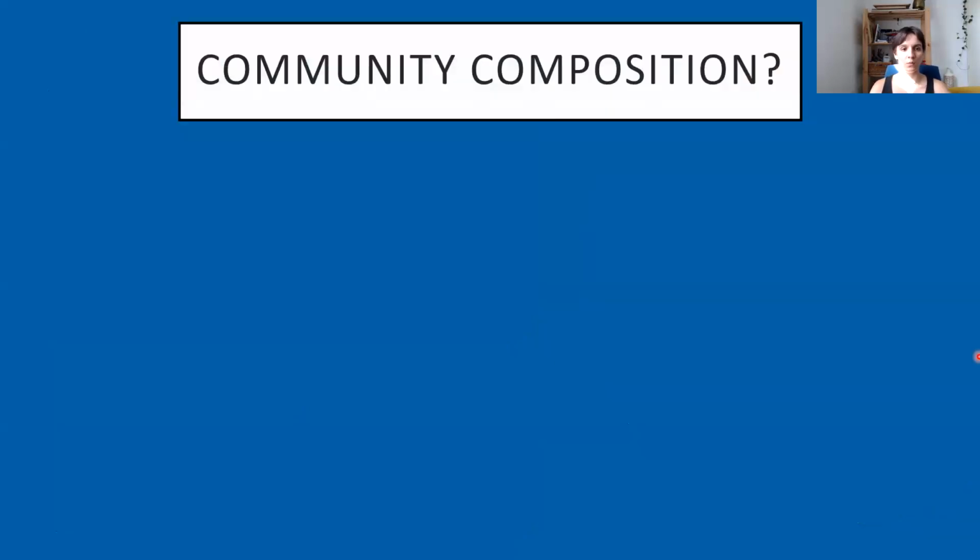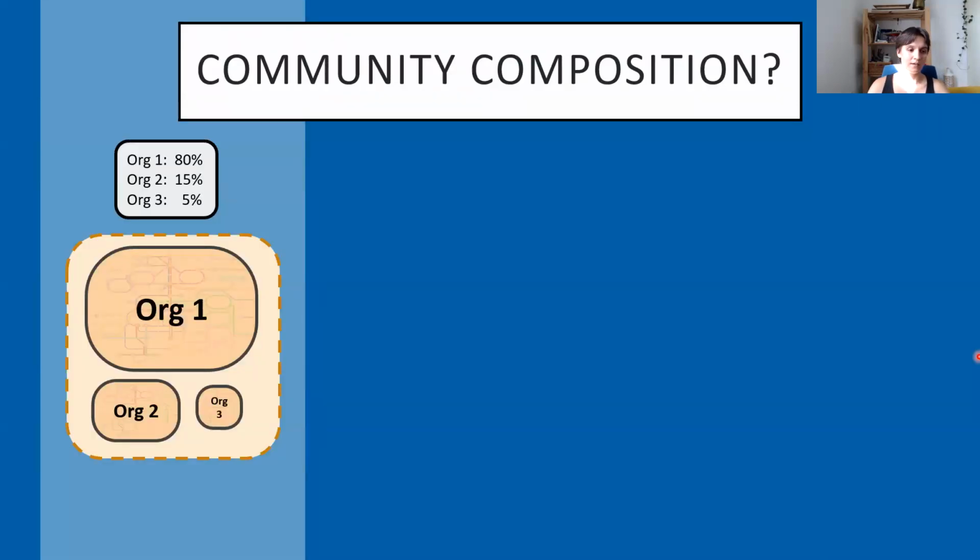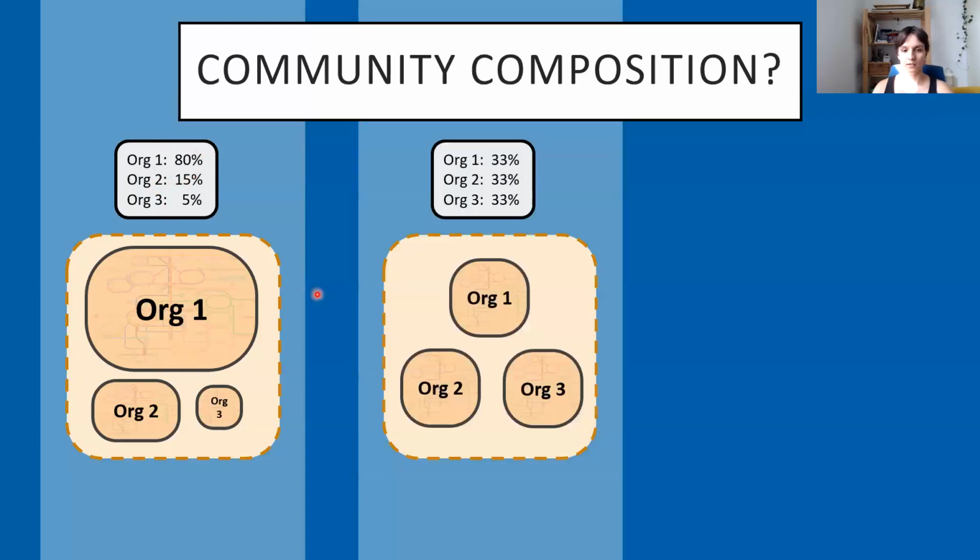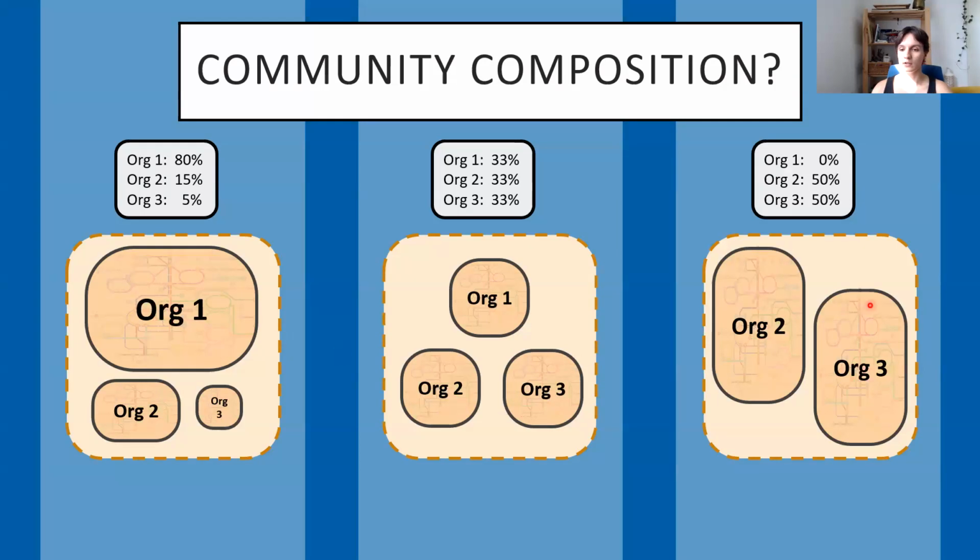Now, what do I mean with community compositions? In a community, there are various members of different organisms. In this case here, we have a 3-membered community where organism 1 has a much larger abundance than the other 2 members. So we could say that organism 1 has an abundance of 80%. In this community here, the abundance of all 3 organisms is the same. And in the one here, organism 1 is not present at all. So we can say that organism 1 has an abundance of 0%.